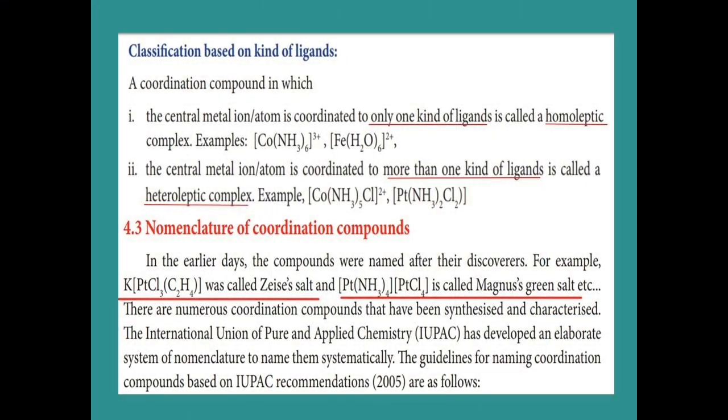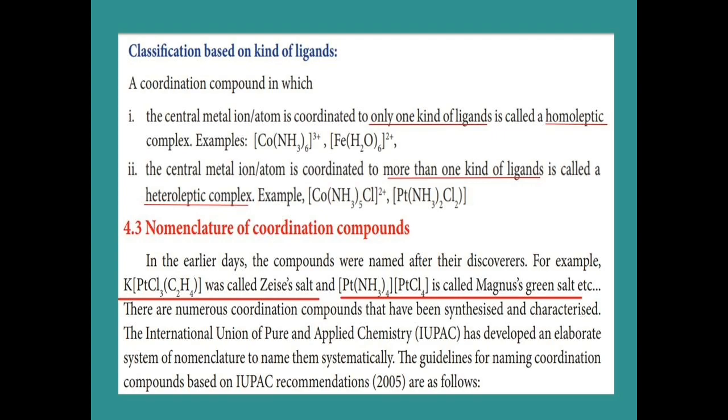Now the classification is based on the ligands. First, if only one kind of ligand is present, it is called homoleptic. See the example: around the cobalt, 6 NH3 are present, so only one kind of ligand is present and it is a homoleptic complex. In the same way, around the iron 6 water molecules are present, the same type of ligand, so it is called a homoleptic complex.